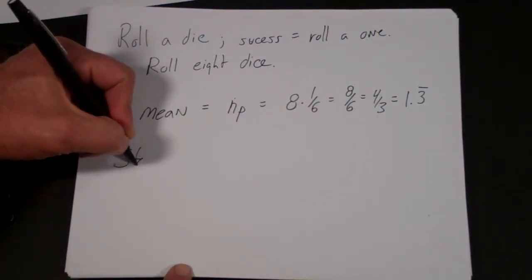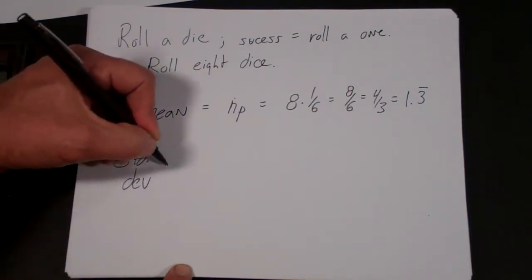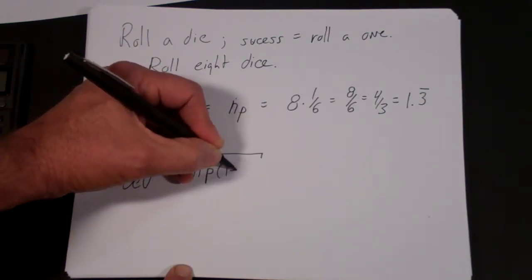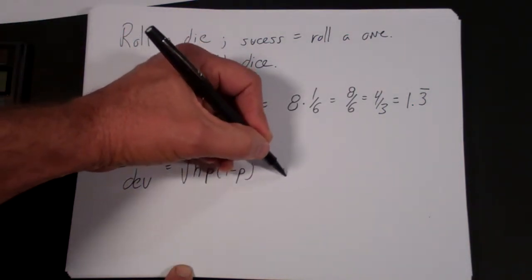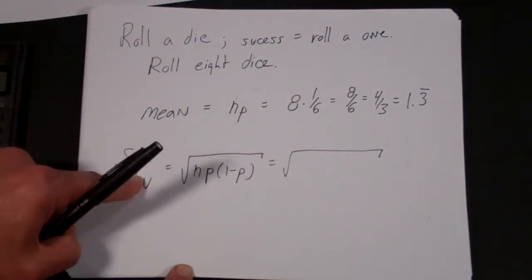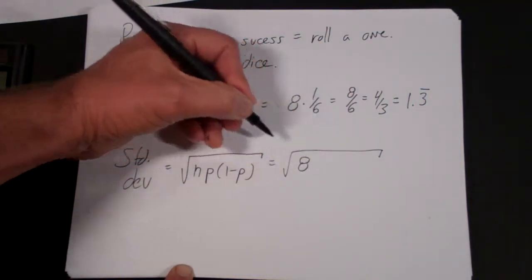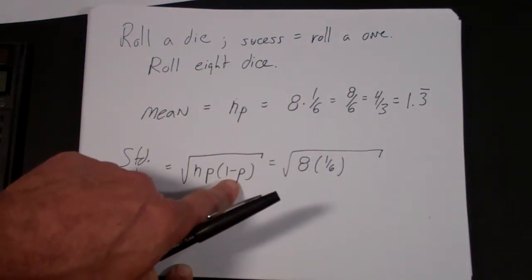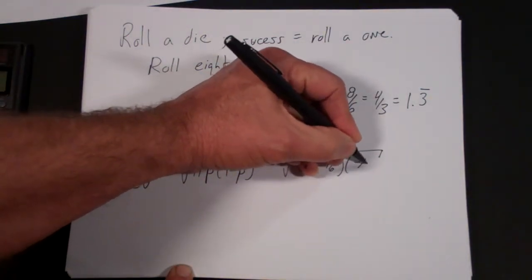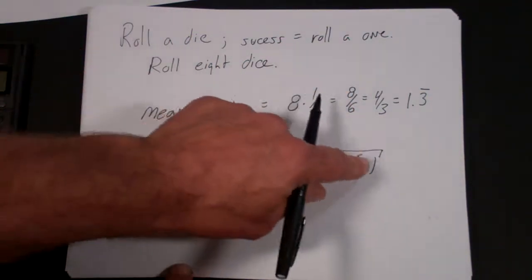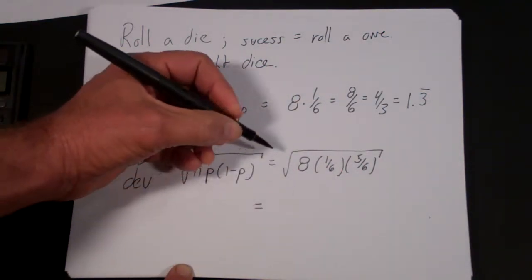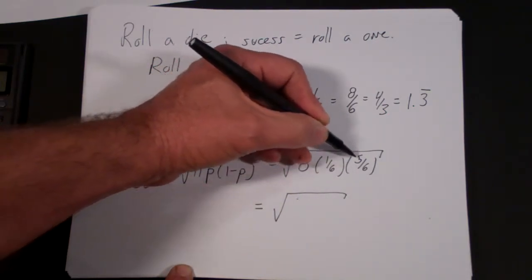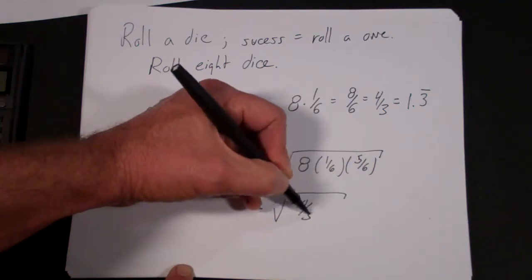Now the standard deviation. The formula would be the square root of n times p times 1 minus p. So that's the square root of 8 times 1/6. Now if p is 1/6, then 1 minus p would be 5/6, right? The probability of not rolling a 1 would be 5 out of 6. And here you have the square root of 8 times 5, which is 40, over 36.